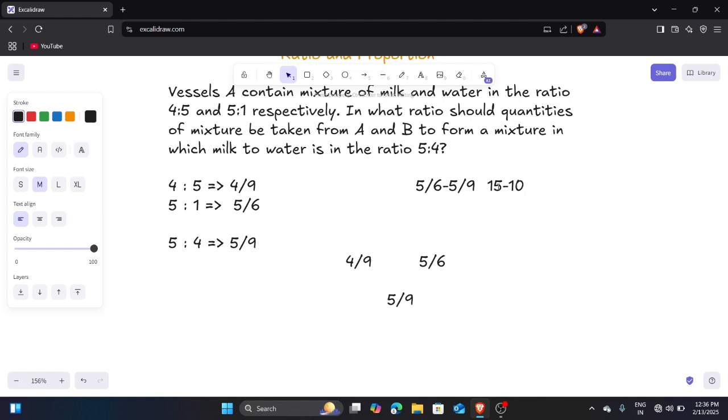Okay, so our answer is 5/18. Same thing we have to do here also. From 5 by 9, 4 by 9 is subtracted, so it is 1 by 9. Now take the LCM of it.